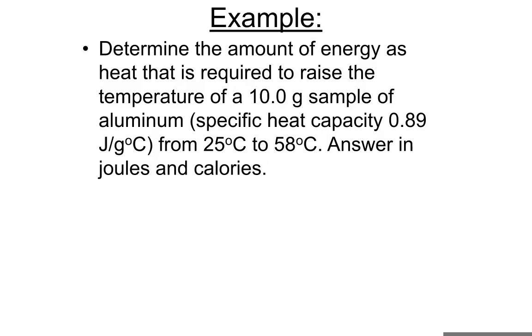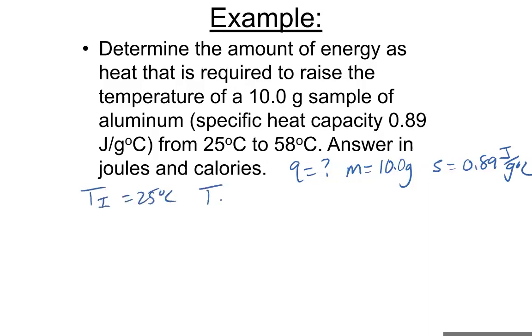Okay, let's take a look. So we want to determine the amount of energy, so that is Q. We obviously have the mass given to us, which is 10 grams. We have the specific heat capacity, 0.89 joules per gram per degree Celsius. We have our initial temperature here, 25 degrees, and our final temperature, 58 degrees.